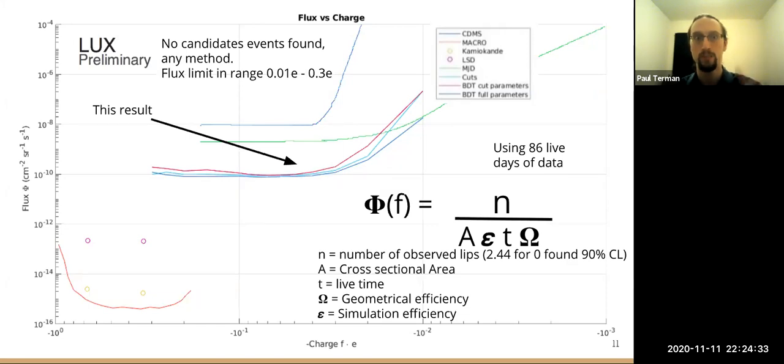In the mid to low charge range, we beat out all of the competition handedly. And of course, this was done finding no candidate events in the range 0.01 to 0.3 of the electron charge using our flux equation here.